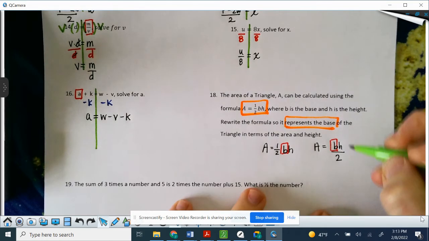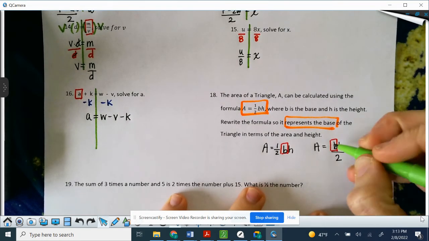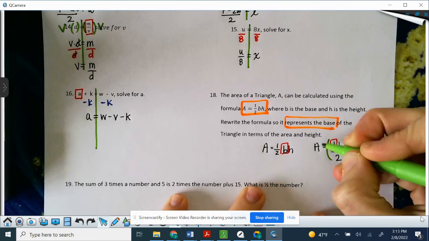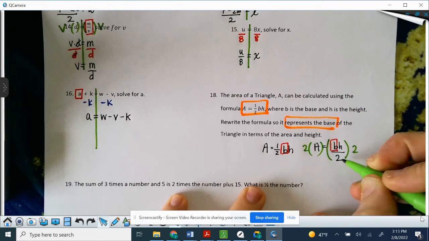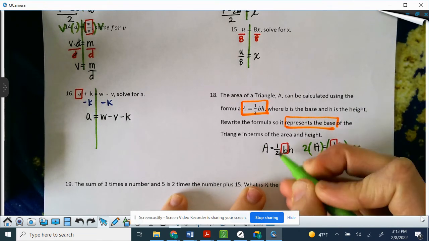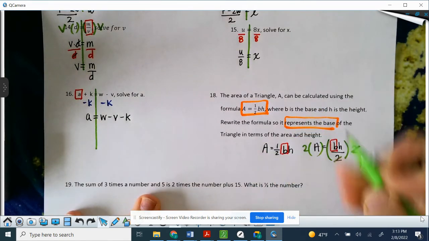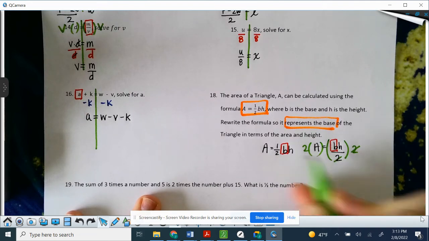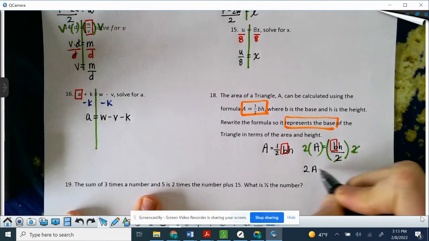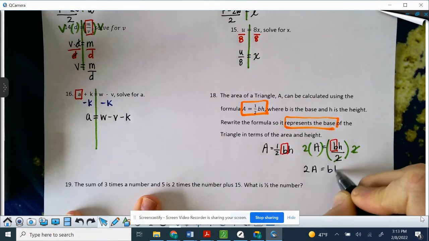So to get B by itself, we need to get 2 out of the denominator. So we're going to multiply by 2, because that turns that into a 1. Same if I multiplied 1/2 by 2, that becomes a 1. So then it gets it off of this side as well, no matter the formatting. So now I have 2A equals B times H.